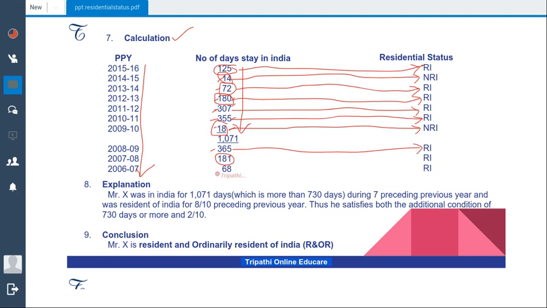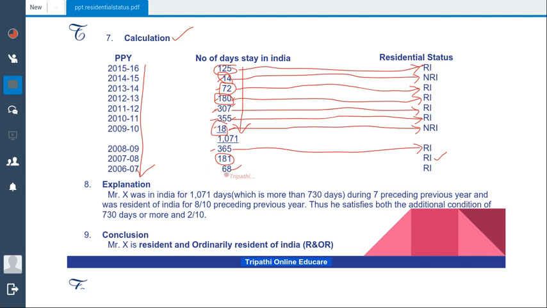That is of 2006-7, which is 68 days. So you may think 181 days is more than 60 days, but in the 4 preceding previous years, he was in India for only 68 days. Thus, in this year, he should become non-resident of India. But we can see it is a resident of India. Then how come he became resident of India?